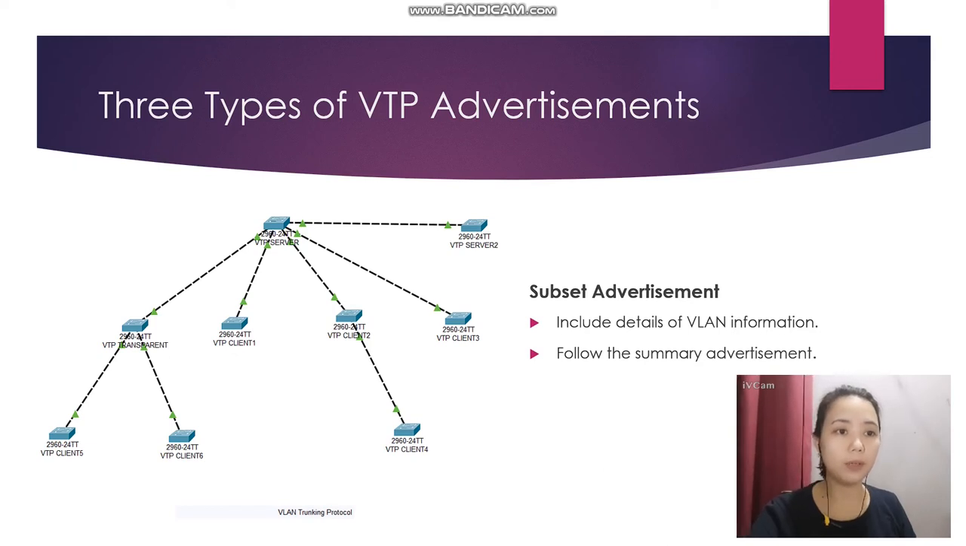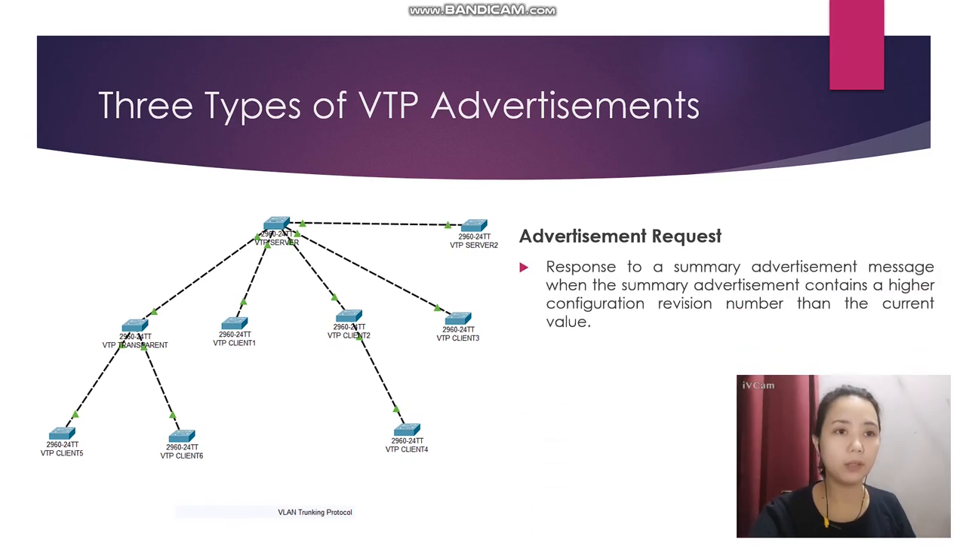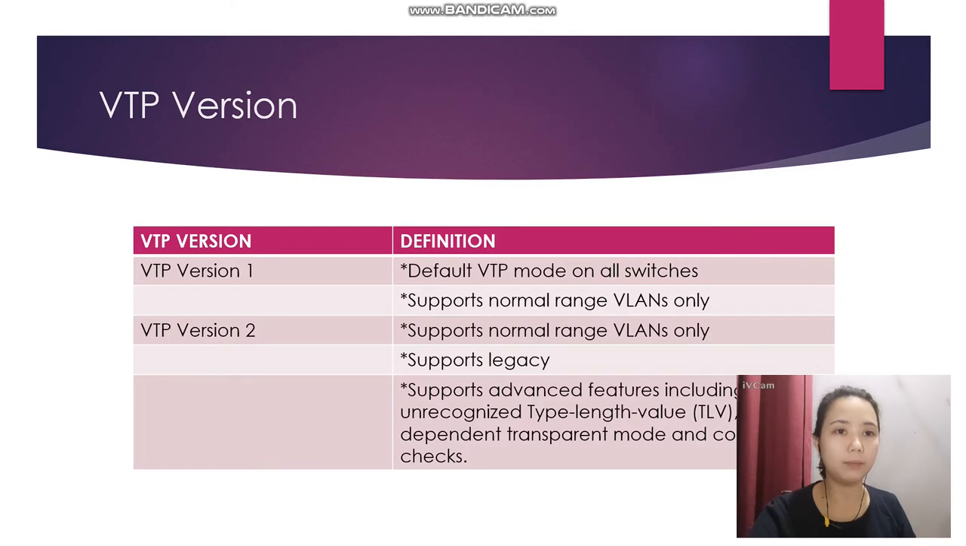It follows the summary advertisement. And the last type is the advertisement request. It is sent in response to a summary advertisement message when the summary advertisement contains a higher configuration revision number than the current value. When the server hears the request, it will respond with the VTP summary advertisement and the subset advertisement.